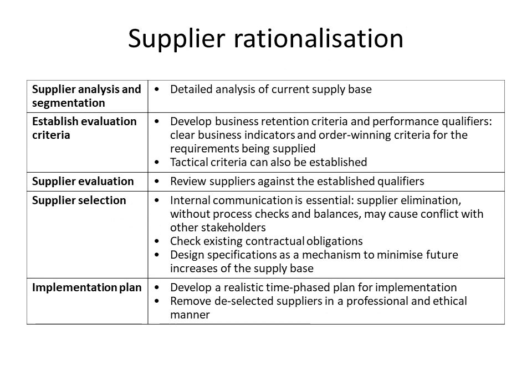How do we do it? Well, we need to analyse and segment the supply base. We need to establish evaluation criteria. We then need to evaluate suppliers, and we need to pick the few best and eliminate the others through supplier selection, and then we need to implement it. So it's supplier rationalisation, 5 steps there, 5 stages.